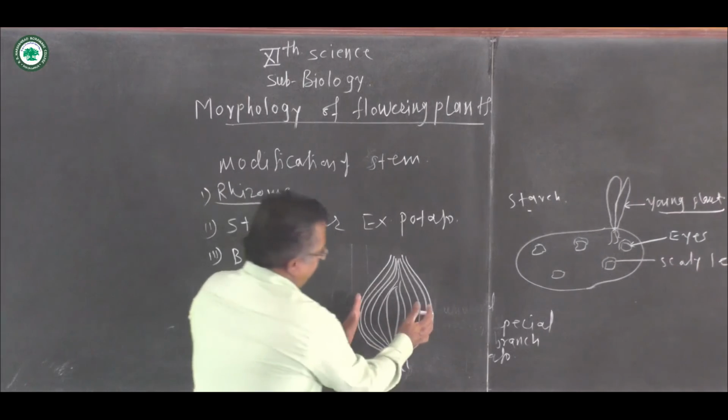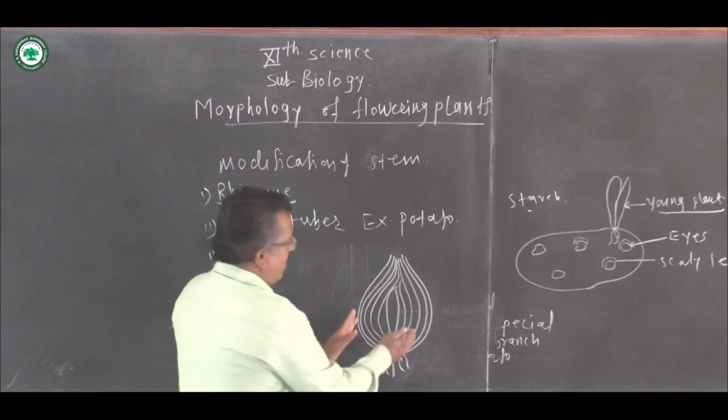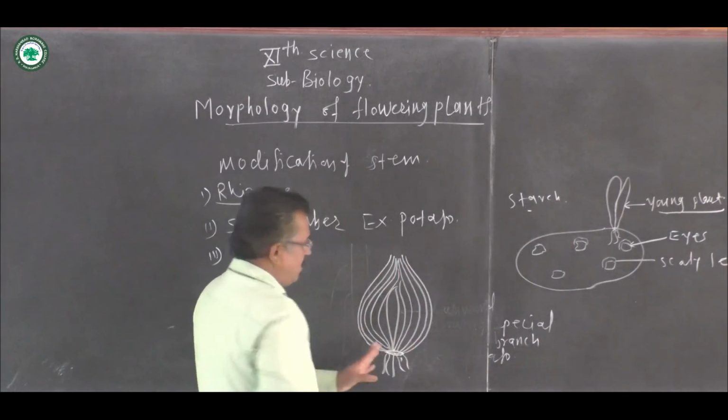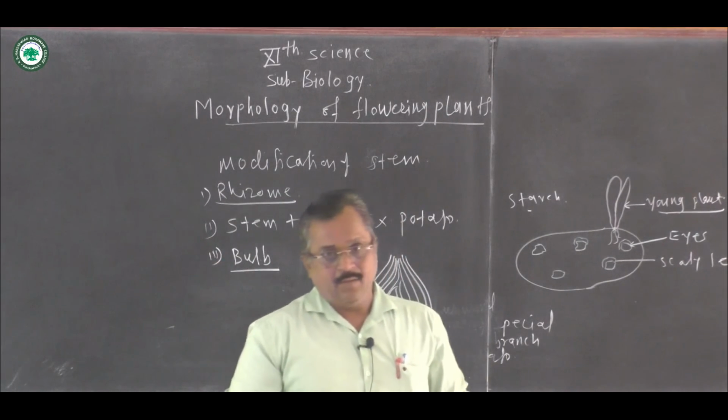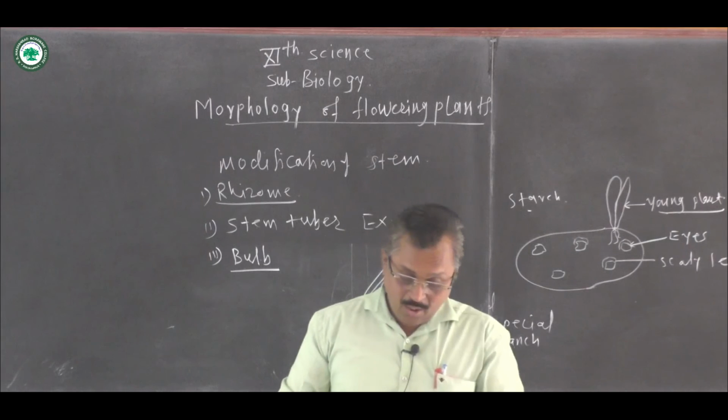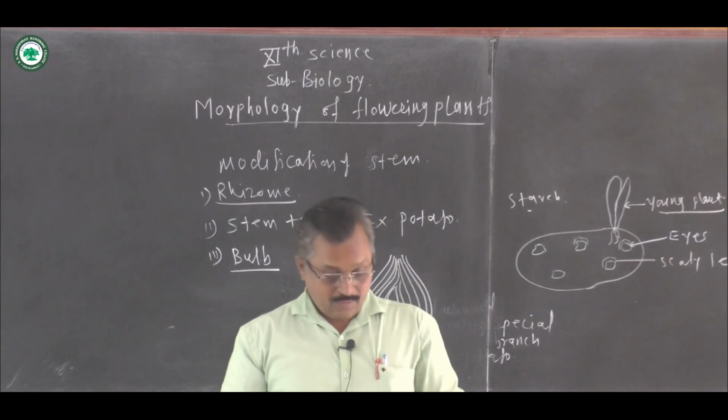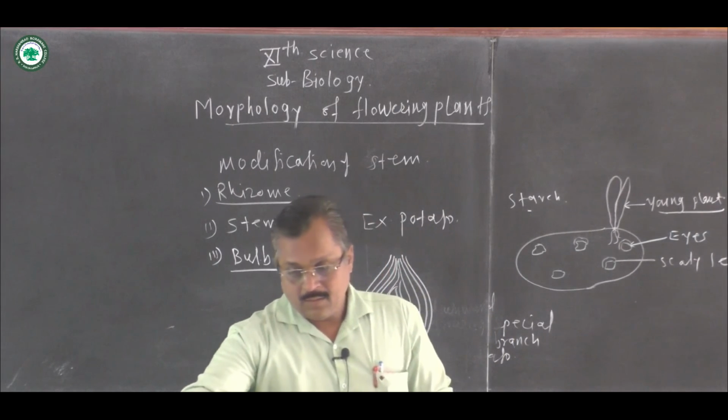This is a tunicated or layered bulb, made up of fleshy leaves, on which the thick leaves are present for storage of food material. Okay, thank you.